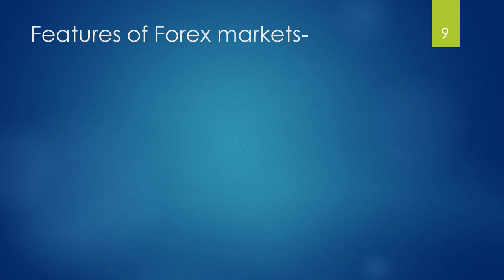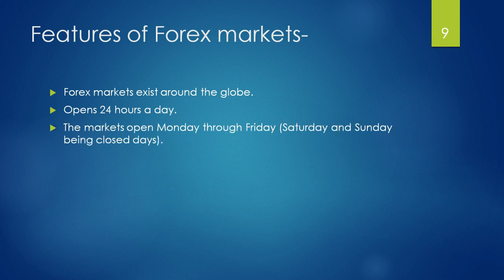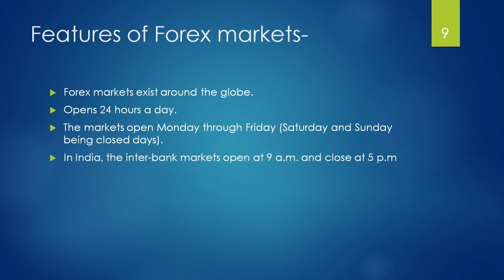Let's now see features of Forex markets. Friends, these markets exist around the globe. The main feature of this market is that it is continuous, that is, opens 24 hours a day. The market opens from Monday through Friday, and Saturday and Sunday being closed days. In India, the interbank market opens at 9 a.m. and closes at 5 p.m.